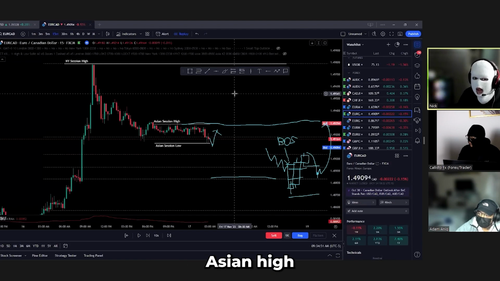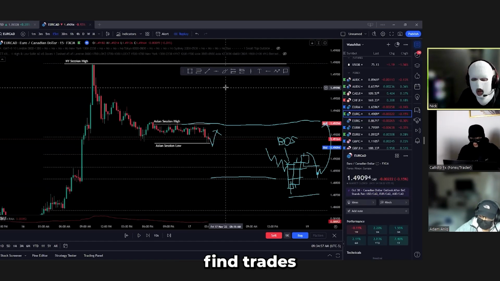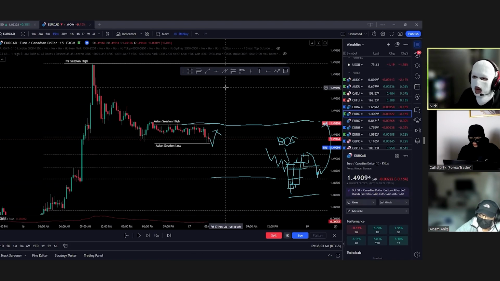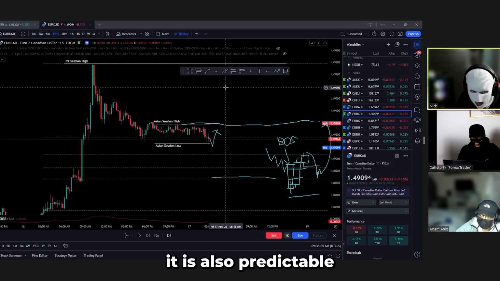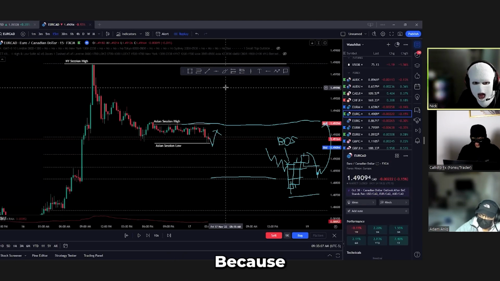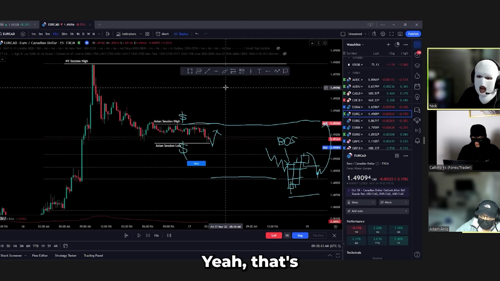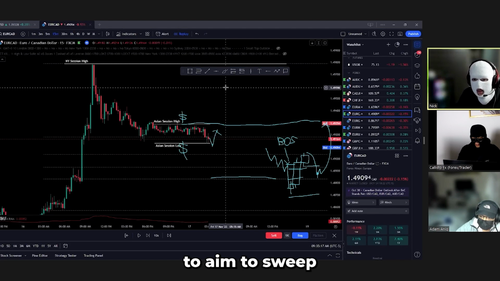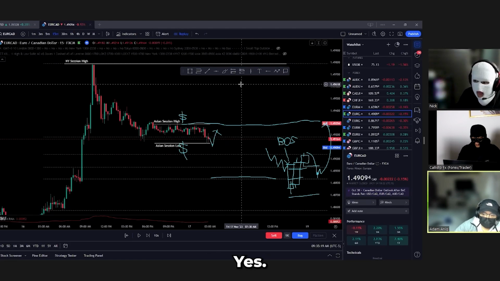So once it breaks an Asian high, it continues trending higher. Once it breaks an Asian low, it continues trending lower. Sometimes you don't get to find trades like these on the major pairs, but if you caught it on EuroCAD, which is a cross pair, it's also applicable, right? Because the same strategy applies. There are levels of liquidity, and that's where we want to aim to sweep. Would that make sense? Yes, it does.